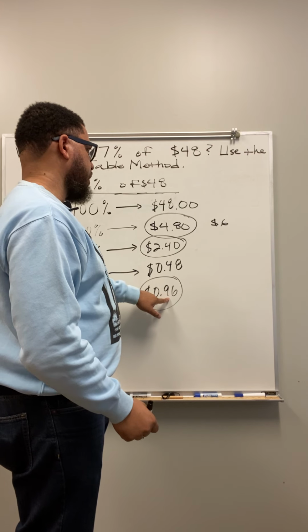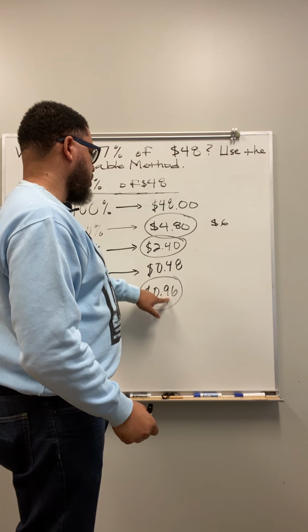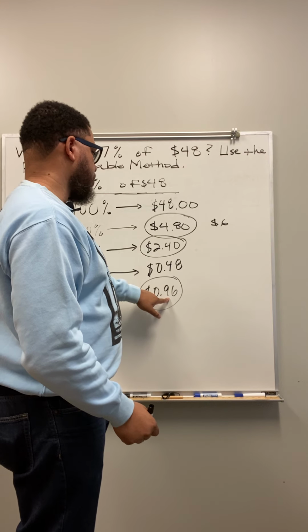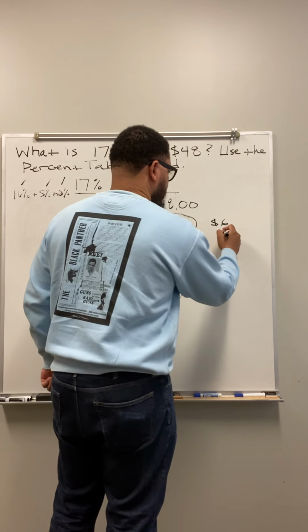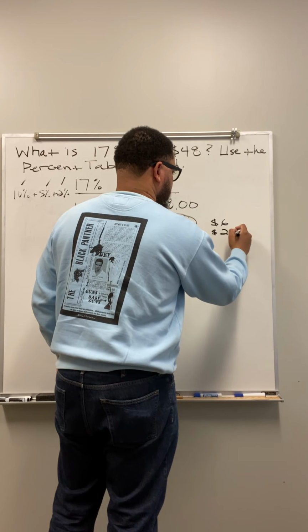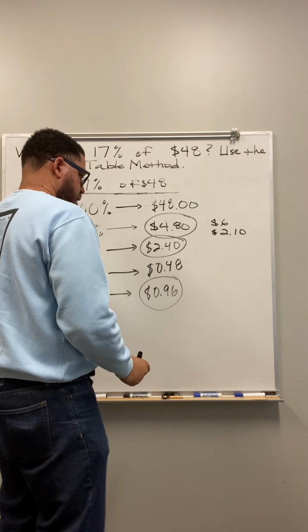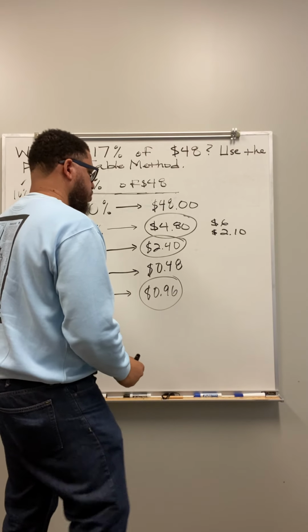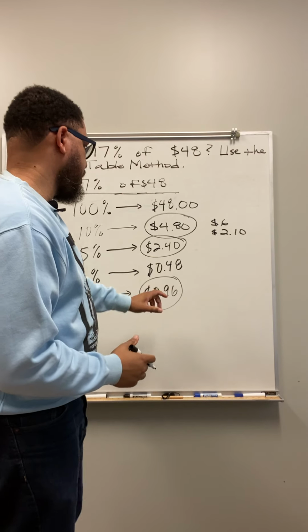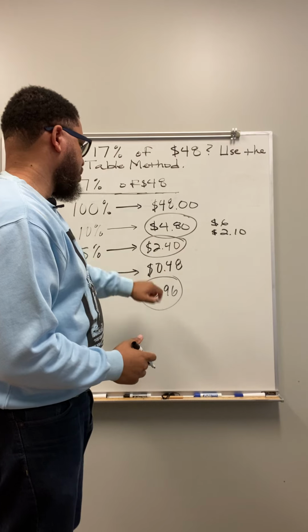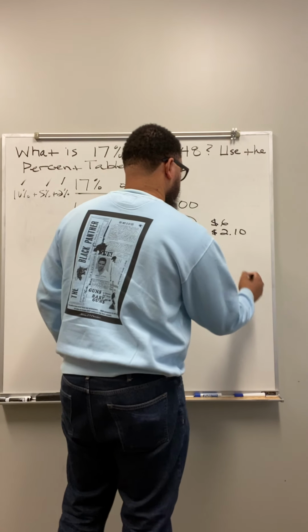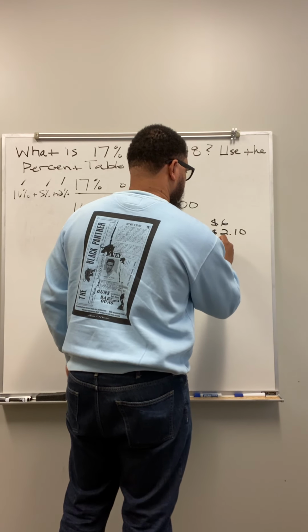$1.20 plus 90 is going to give me $2.10. Let me write that down. And then I'm adding the pennies, 0 pennies, 0 pennies, 6 pennies.